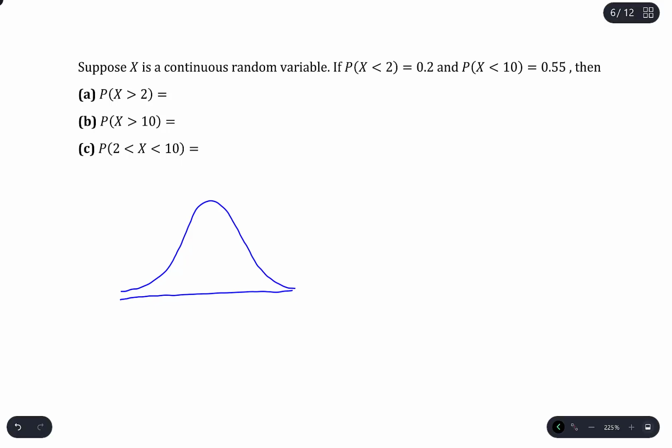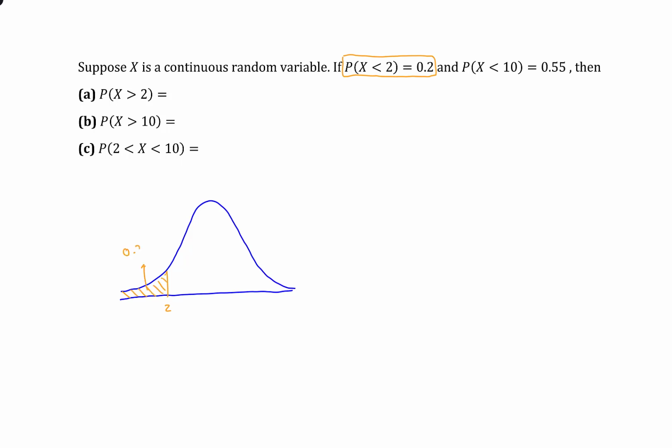Now, the probability that x is less than 2 is 0.2. So what I'm going to do is put 2 on this scale, maybe about right here. So the probability that x is less than 2 is 0.2. So there's 20% of our information to the left of 2.